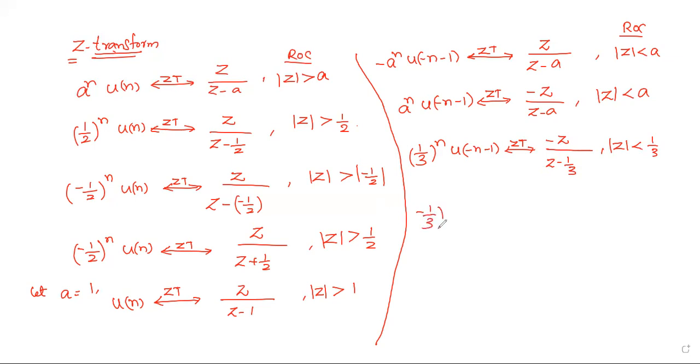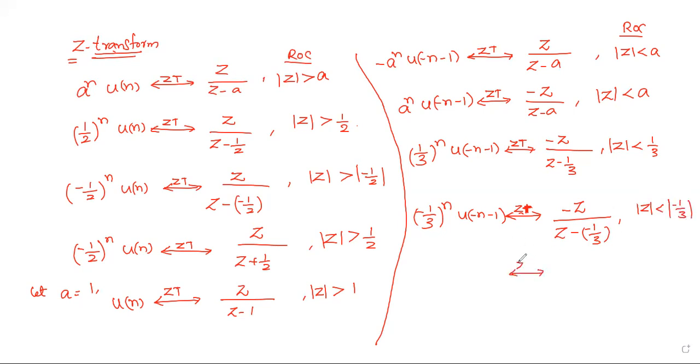Now minus 1 by 3 whole power n u of minus n minus 1. You need to understand whether it is a right-sided signal or left-sided signal. If it is a right-sided signal, the ROC is outside of the circle. If it is a left-sided signal, the ROC is inside the circle. That's why here, minus 1 by 3 whole power n u of minus n minus 1 is a left-sided signal. Your Z transform will be minus Z divided by Z minus of minus 1 by 3, comma, mod Z is less than mod 1 by 3.